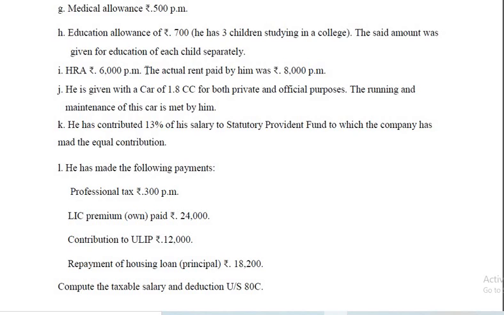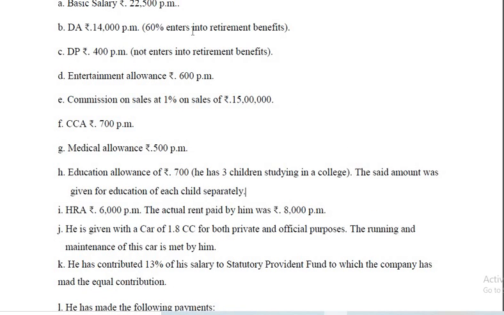Number 1, actual HRA received, 6,000 into 12 here. Otherwise it is for the relevant period, but here the relevant period means 12 months. Second one, rent paid in excess of 10% of salary. Rent paid is 8,000. 8,000 into 12, 96,000 minus 10% of salary. Salary means what here? Salary means basic, then 60% of DA. DP is not to be taken because it does not enter into retirement benefits. If DP enters into retirement benefits, that's also to be taken as salary.